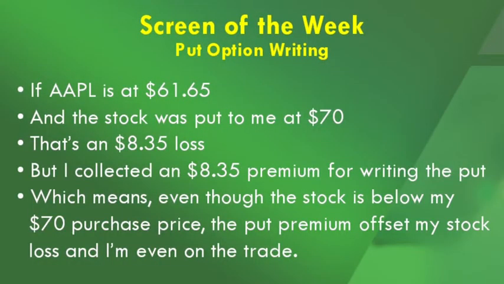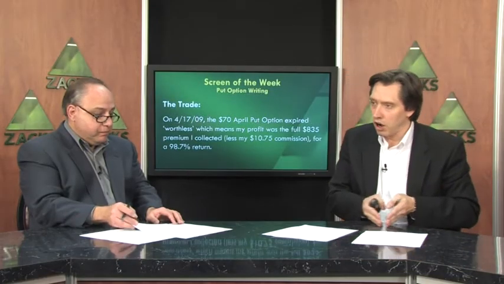And here's why. Check out the slide. If Apple went to $61.65 and I got the stock at 70 bucks, I now have an $8.35 loss. However, I collected an $8.35 premium for writing the put, which means even though the stock was below my $70 purchase price, the premium that I got for writing the put offset my stock loss, so I was even on the trade. Okay. So, as long as Apple stayed above 70, that's my maximum profit zone, and even if it went to 61.65, I still haven't lost any money. I think that's a pretty good deal.